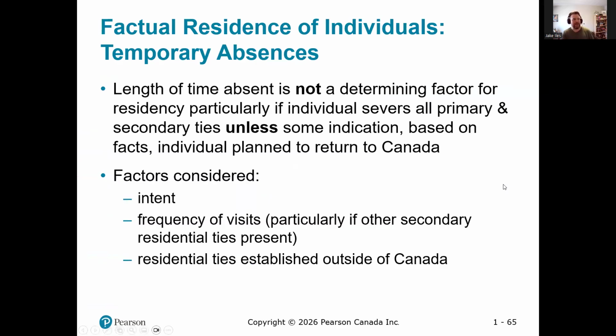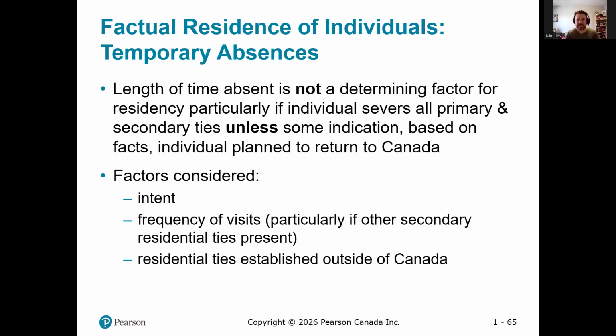Now, I mentioned moving to France. Maybe I'm like, I'm going to leave Canada. I'm going to move to France. That's going to be my new home. And 4 months later, I'm like, I don't know how to speak French. I haven't made any friends. I'm regretting this decision. And I come back to Canada. Length of time absent is not a determining factor for residency. If an individual severs all primary and secondary ties, unless some indication is that the individual planned to return, then residency is severed. So what this is saying is I can break and reestablish residency within the same year.